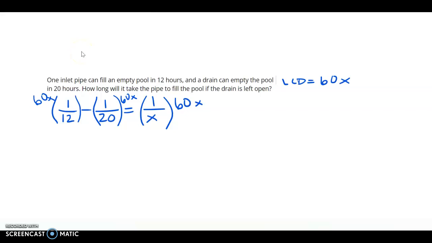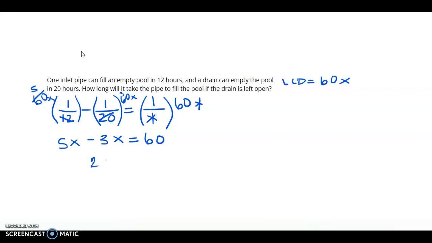And then let's go ahead and simplify. So 12 goes into 60 5 times, so we're left with just 5x times 1, or 5x. 20 goes into 60 3 times, so we're left with 1 times 3x, or just 3x. For this last one, the x cancels and that's it. So 1 times 60 is just 60.